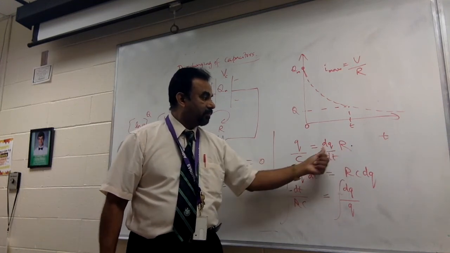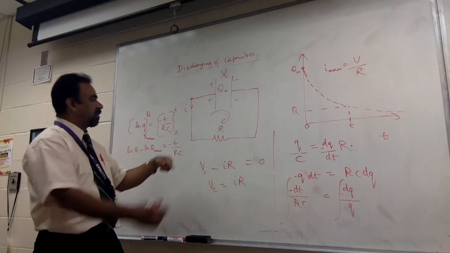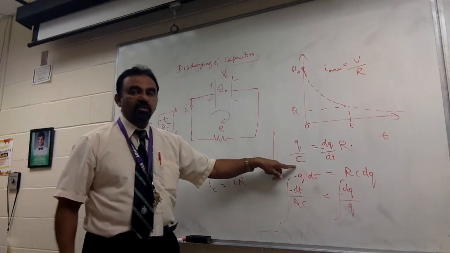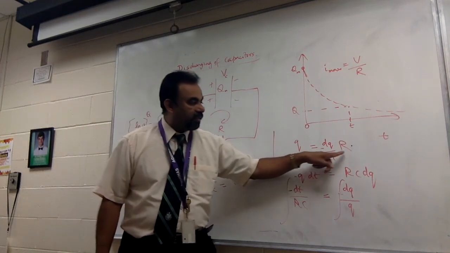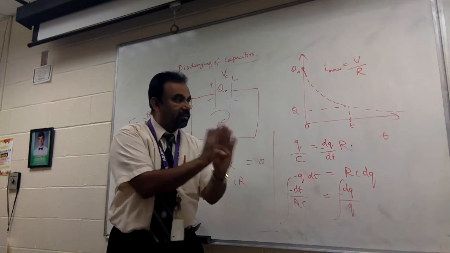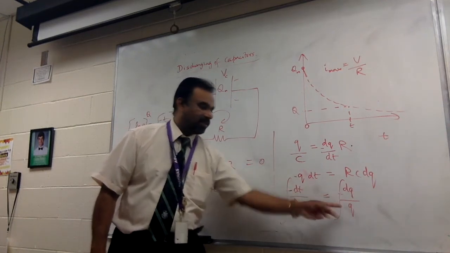so VC equal to IR, but the I itself is negative dQ over dt times R. The voltage across the capacitor, we are replacing with Q over C from the expression Q equal to CV. And then we got this, and then we are bringing all the Q's to one side and then time to the other side. We got this one now.